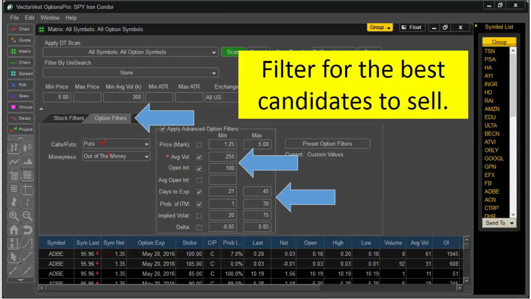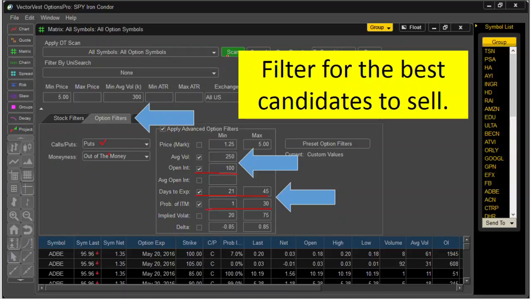I'm going to look for puts that are out of the money. Volume is not a huge ordeal, but I like to scan for open interest. I like to make sure that I'm only going to bring in things that are 21 to 45 days to expiration, and I also like to make sure that my probability is less than 30%, all right? So once that's all in there, I click on Scan.